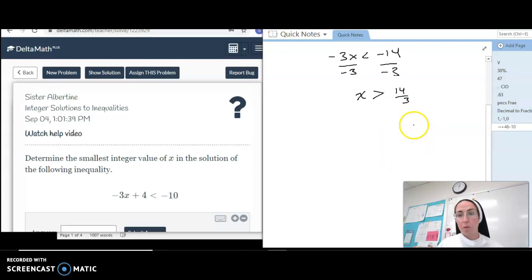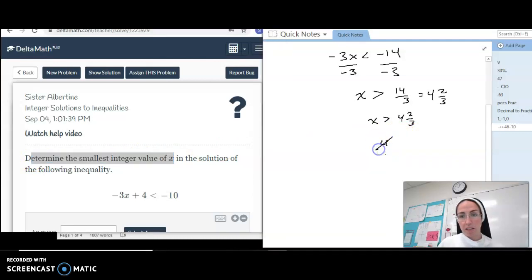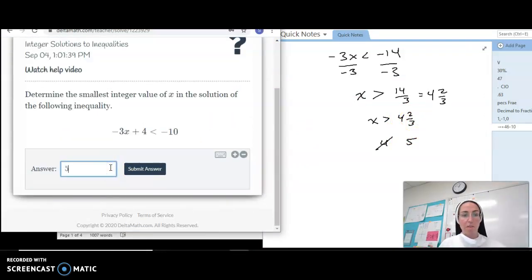Again, we need to know between what two integers is 14/3. So 3 goes into 14 4 times, and there's 2 left over. So another way of writing it is x is greater than 4 2/3. It wants to know the smallest integer value of x. Okay, well, 4 isn't going to work because 4 is not greater. But 5 will. 5 is the smallest integer that's greater than 4 2/3. So we're going to try putting in the number 5.